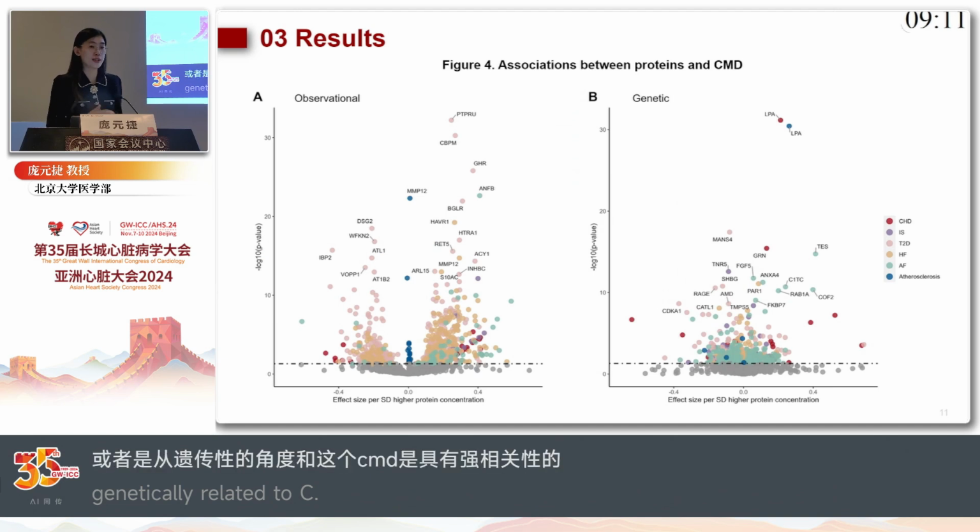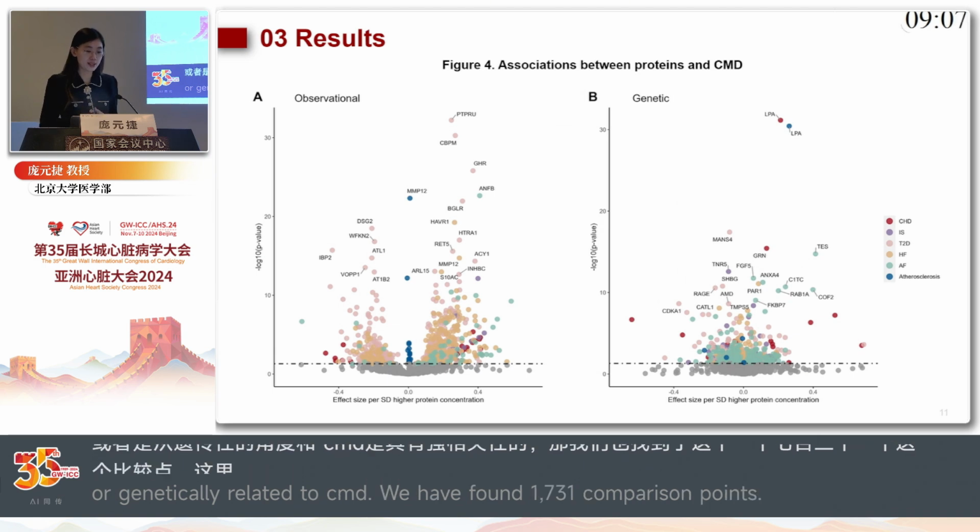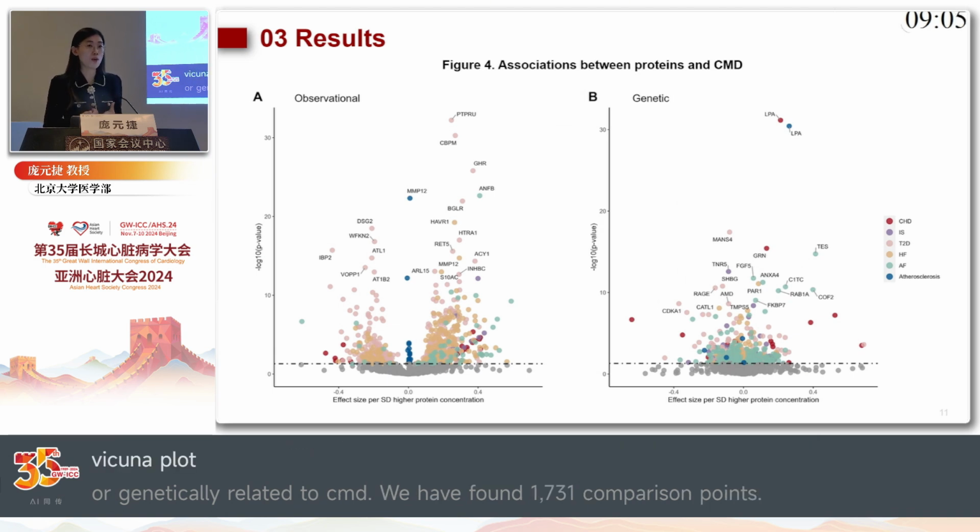And figure 4 is the so-called volcano plot for proteomics and diseases. And this is a comprehensive depiction of our entire association study.